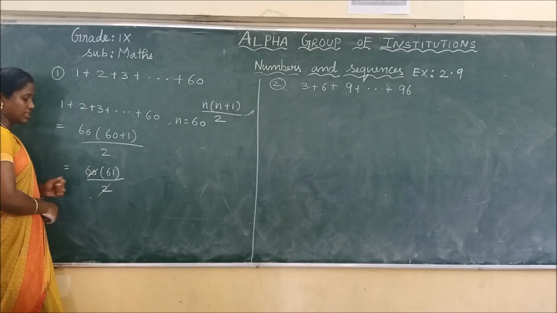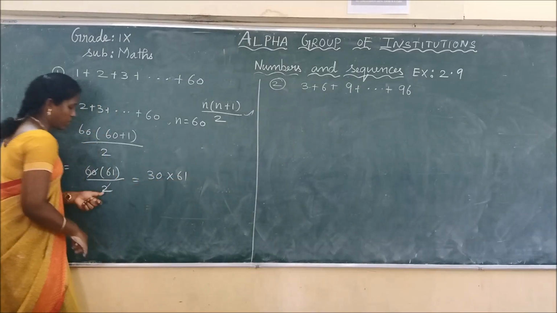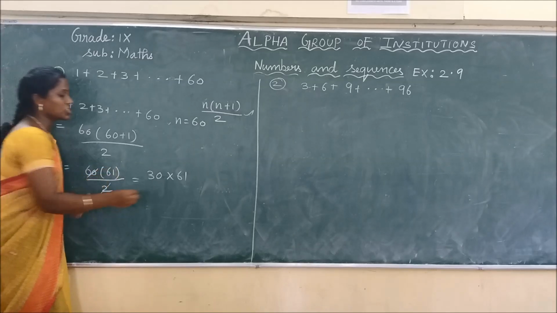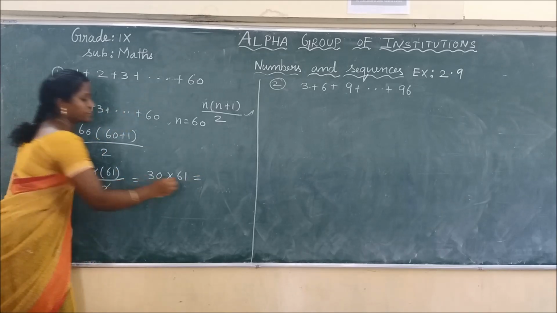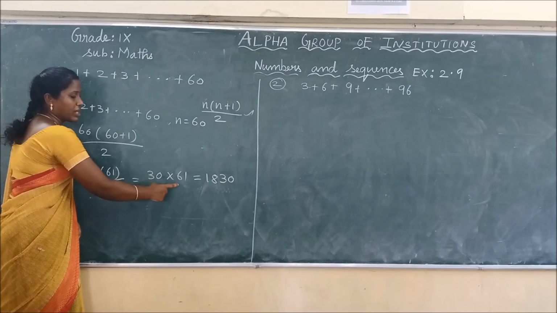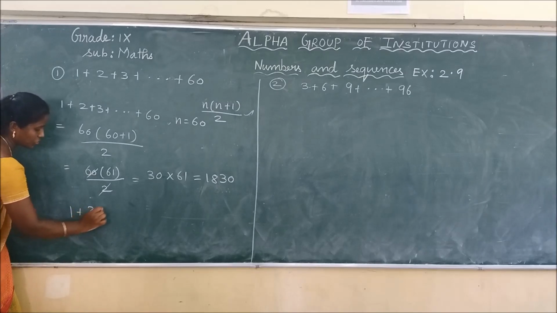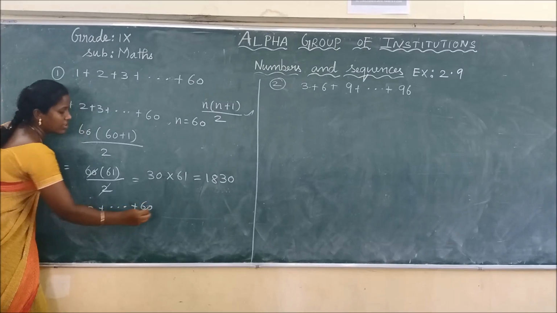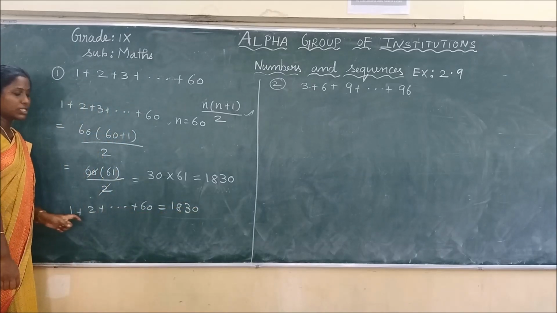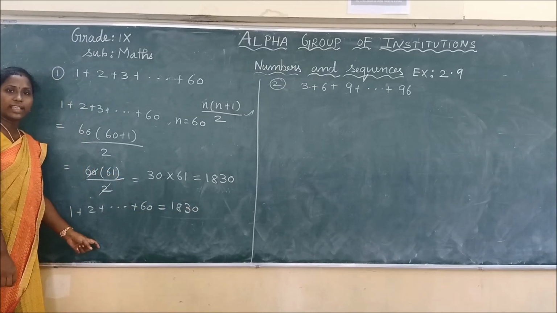If you simplify 2 and 60, we get 30 into 61, because 2 thirties are 60. So 30 into 61. If you multiply 30 into 61, the value is 1830. That means if I add 1 plus 2 plus etc. up to 60, the value is 1830. The sum of natural numbers up to 60 is 1830. So we got the answer of the first one.